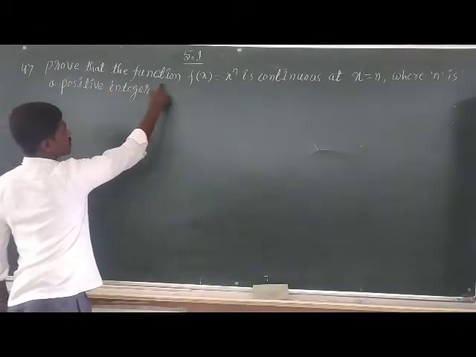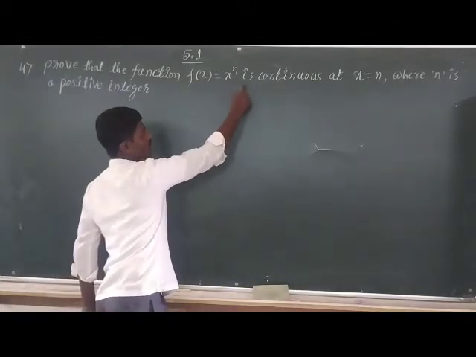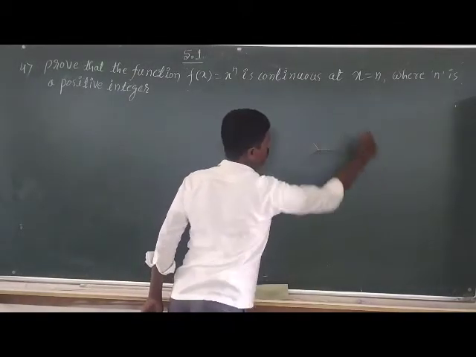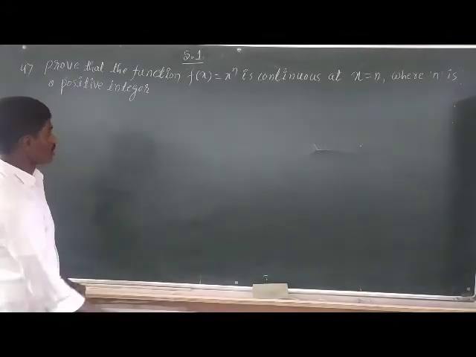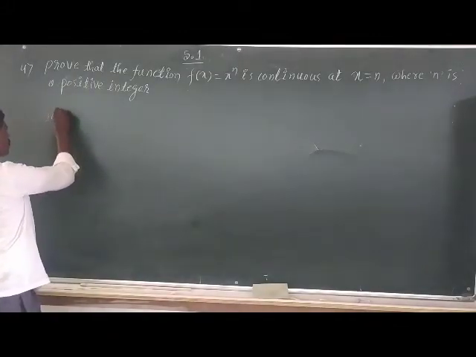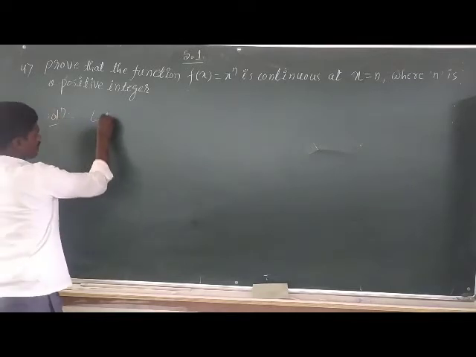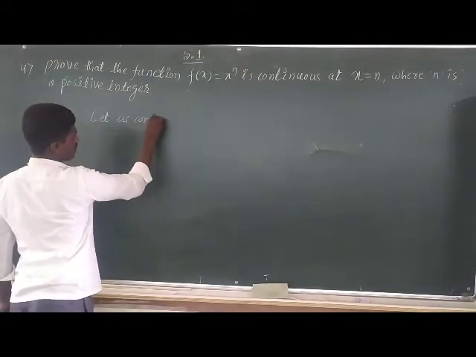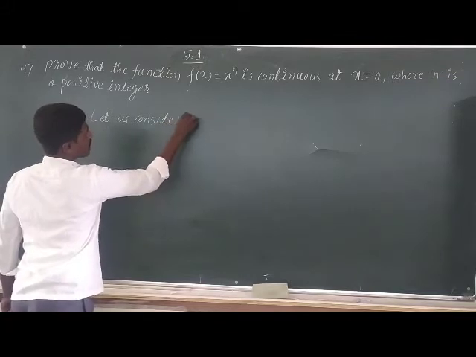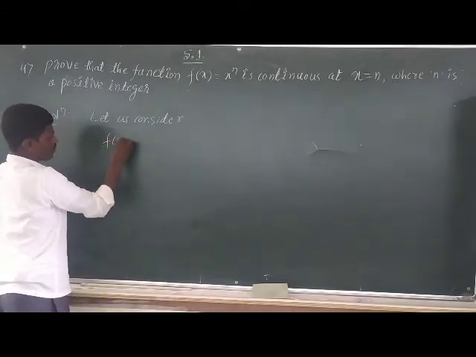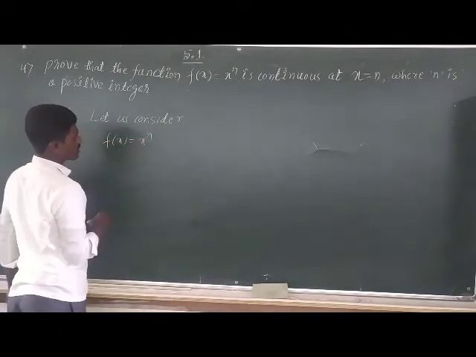Prove that the function f of x is equal to x raised to n is continuous at x is equal to n, where n is a positive integer. So let us consider the solution. Let us consider the given example. Let f of x is equal to x raised to n.